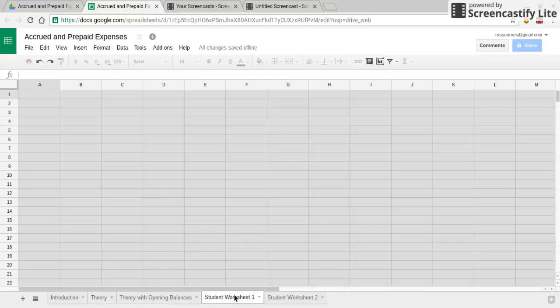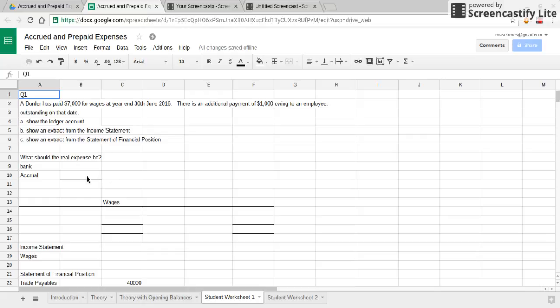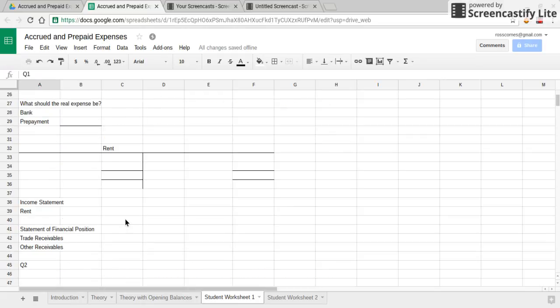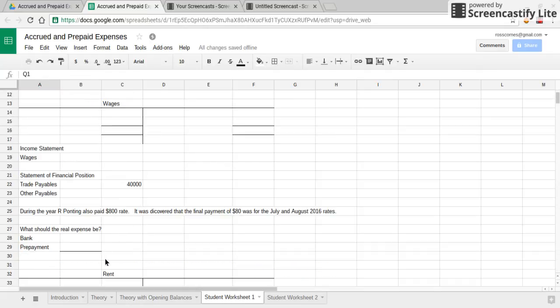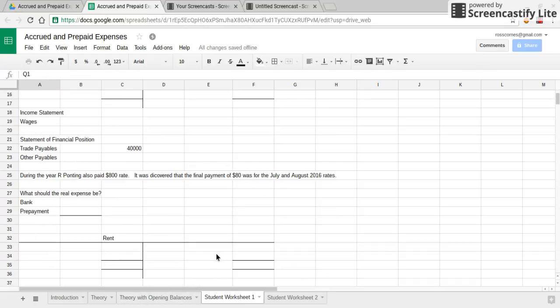Right, you've got student worksheet 2 to work through quickly. There you've got a couple of examples where we've just got year-end accrual and then a prepayment. So pause the video, and then when you come back, we'll look at what we do with opening accruals and prepayments.